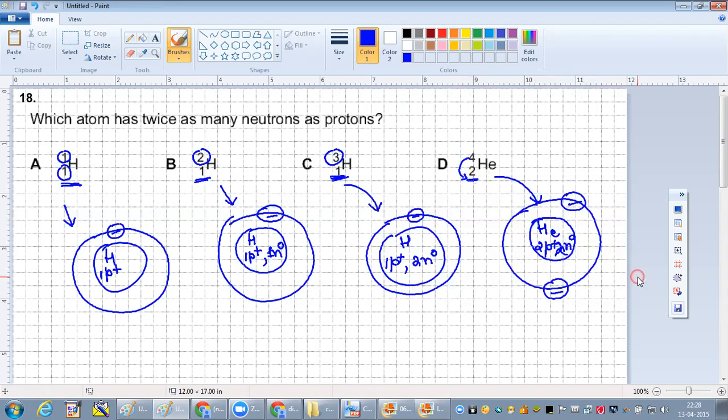I'll revert back to the question. The atom has twice as many neutrons as protons. The number of neutrons is double the number of protons. You can see here there are 2 neutrons, here there is 1 proton. So the correct option over here is going to be this.